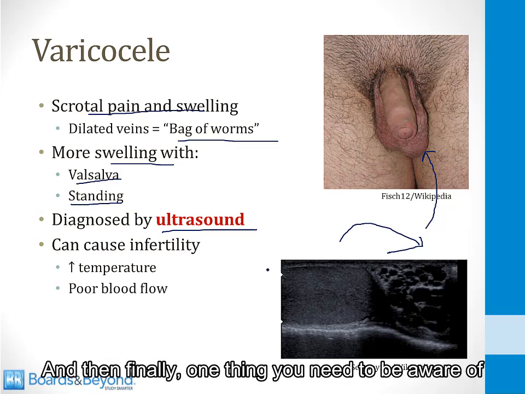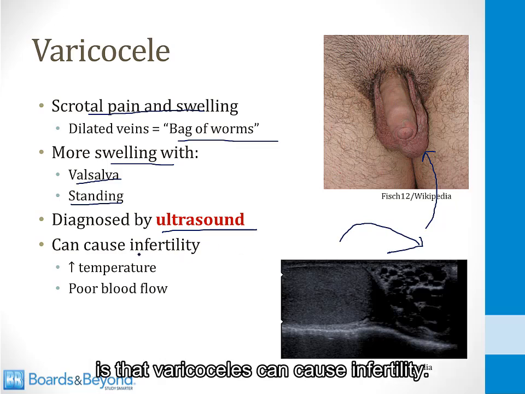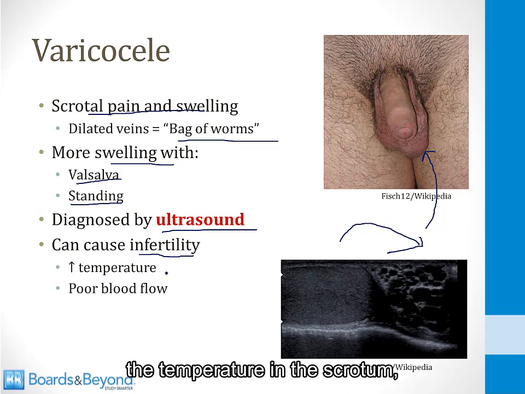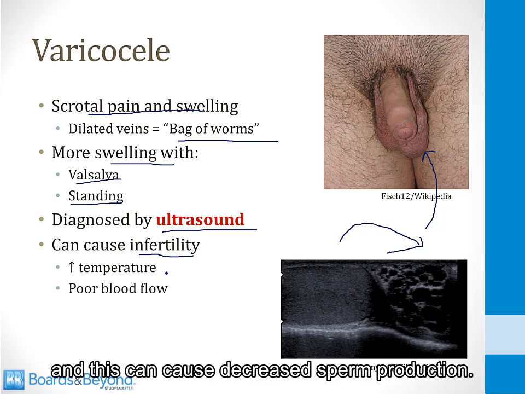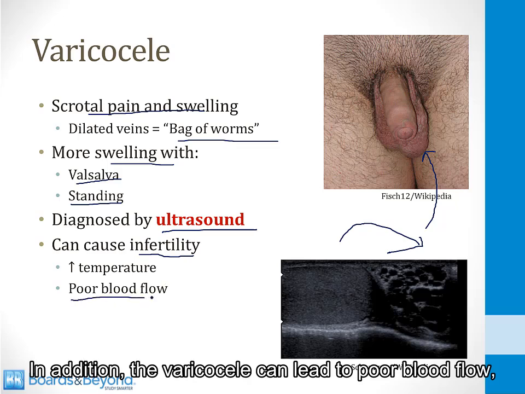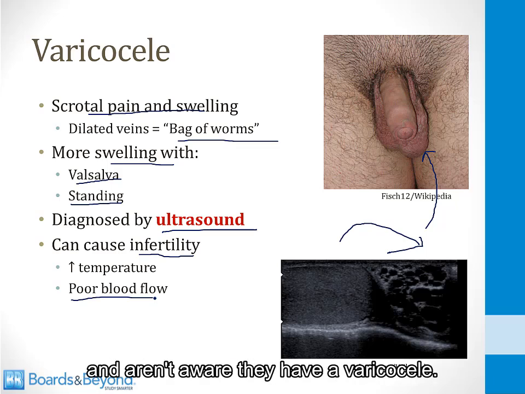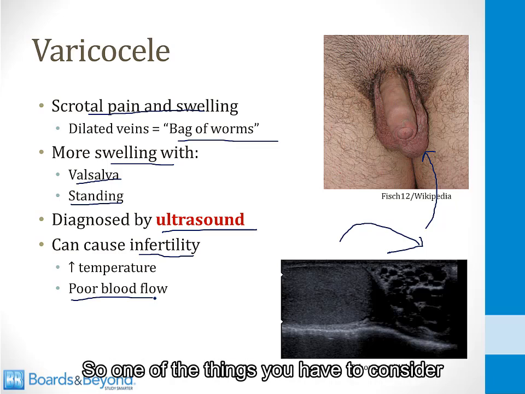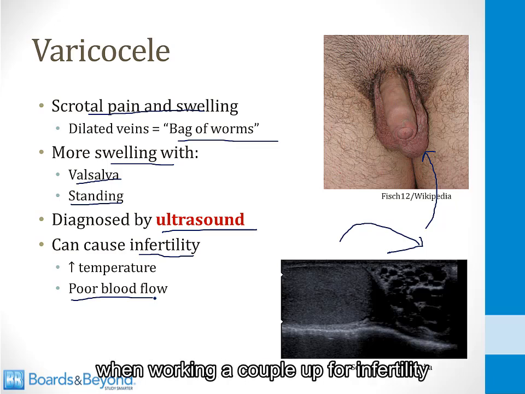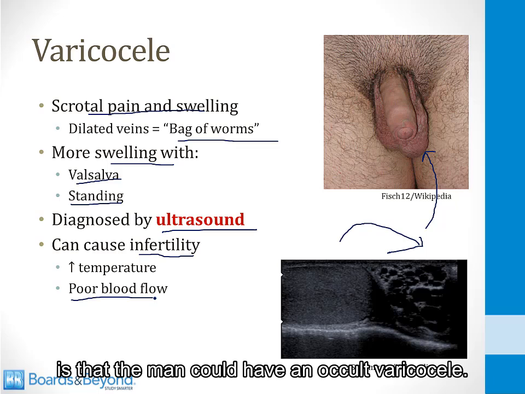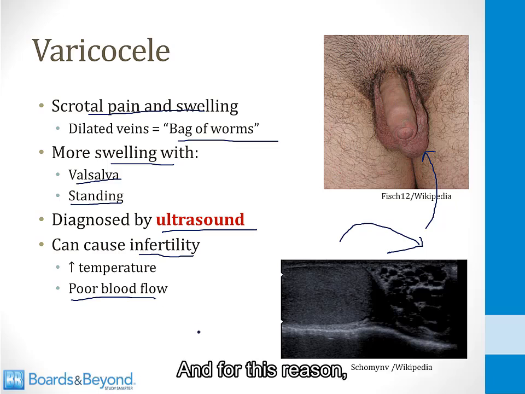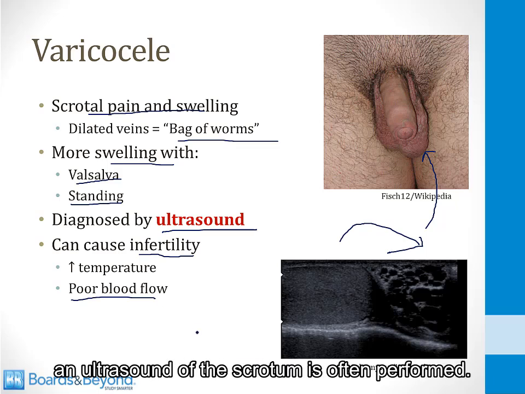And then finally, one thing you need to be aware of is that varicoceles can cause infertility. The backup of blood flow can raise the temperature in the scrotum, and this can cause decreased sperm production. In addition, the varicocele can lead to poor blood flow, and this can also decrease sperm production. Some men have no symptoms and aren't aware they have a varicocele. So one of the things you have to consider when working a couple up for infertility is that the man could have an occult varicocele, and for this reason, an ultrasound of the scrotum is often performed.